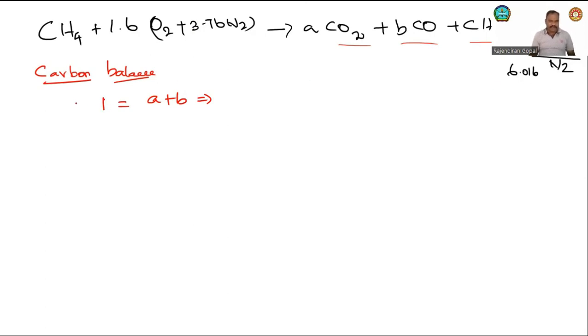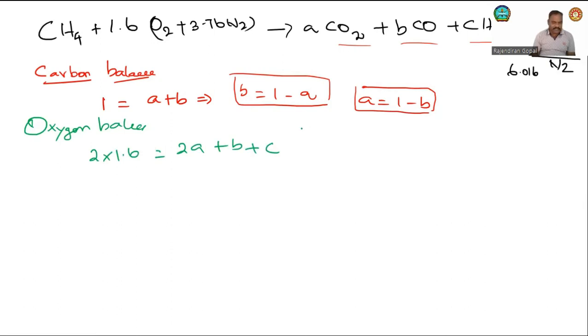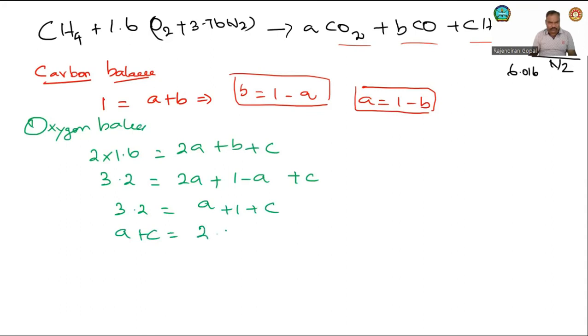Now we will go for the carbon balance. On the left side carbon is equal to 1, on the right side A plus B. We can write the equation B is equal to 1 minus A, and another one, A is equal to 1 minus B. Next we will go for the oxygen balance. Oxygen balance: 2 into 1.6 is equal to 2A plus B plus C. We can write 3.2 is equal to 2A plus B, with B equal to 1 minus A, plus C. We can derive 3.2 is equal to A plus 1 plus C. A plus C is equal to 2.2, or A is equal to 2.2 minus C.